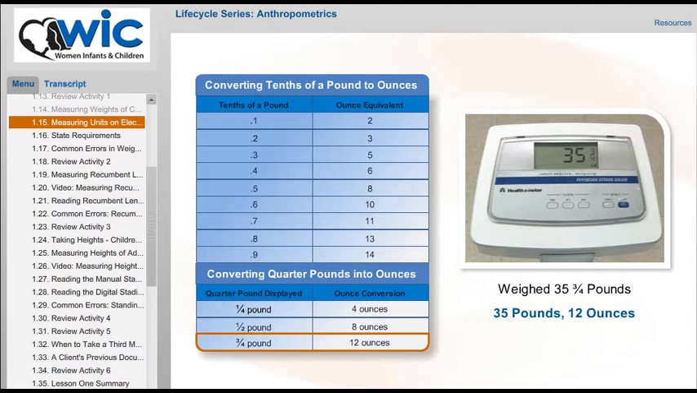See? This conversion stuff is a breeze. Just be aware of the type of scale you have and your agency's requirements, and you'll be good to go. So what are my agency's requirements? Yeah, great question. We'll go over that next.